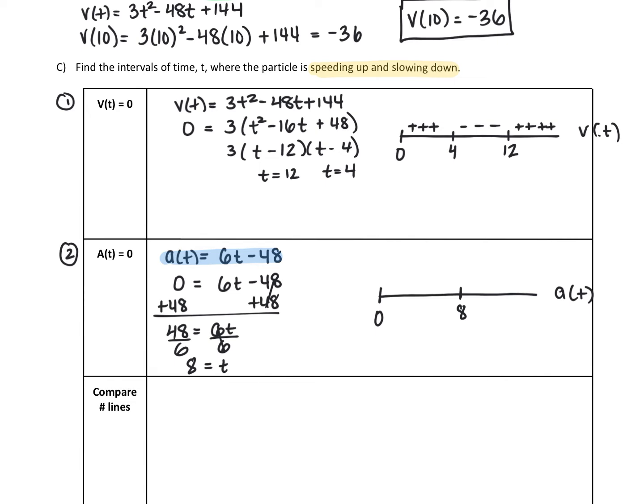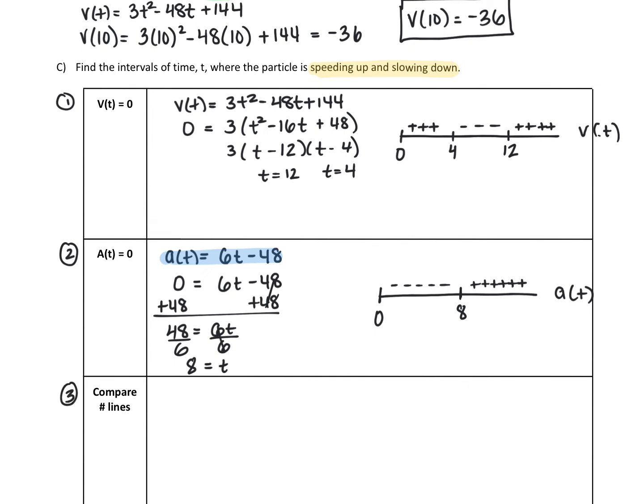So take a minute, pause the video, do that, and see if you get pluses and minuses. All right, so on the left side, if you plugged in, say, 5, you should be getting a negative value. And then on the right side, if you plugged in, say, 9 or 10, you should be getting a positive value. So this doesn't necessarily tell us where we're speeding up and slowing down. That's what step 3 is for.